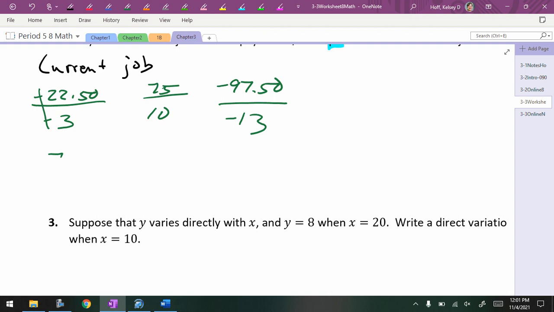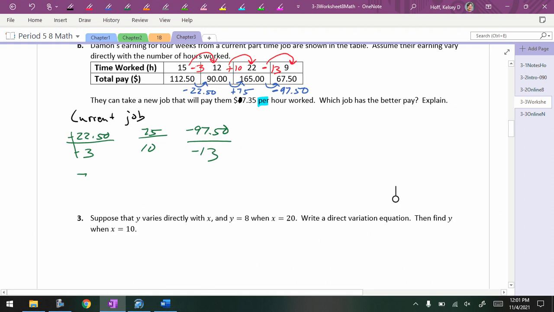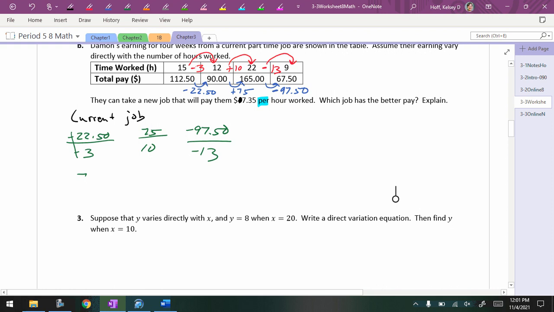Okay. So, where's the better pay? Should Damon stick with the current job or the new job? The current job pays how much? $7.50. What's the new job pay? $7.35. My pen totally quit on me here. Okay? So you would make a statement that Damon should keep the current job as the pay is higher per hour.